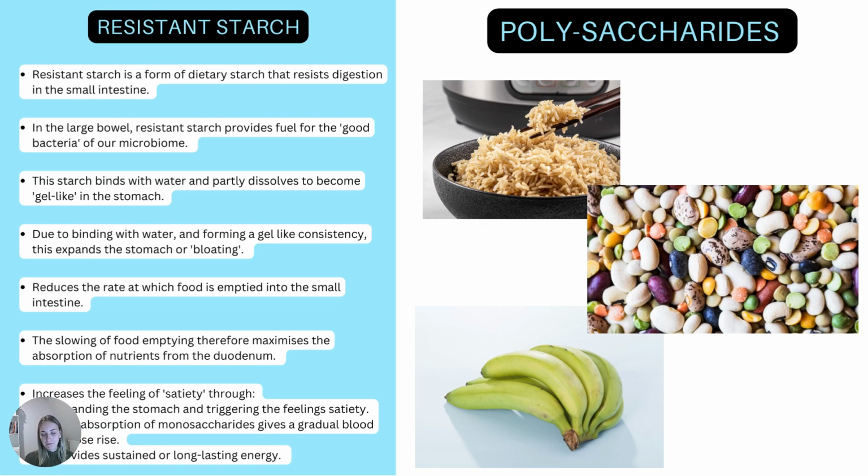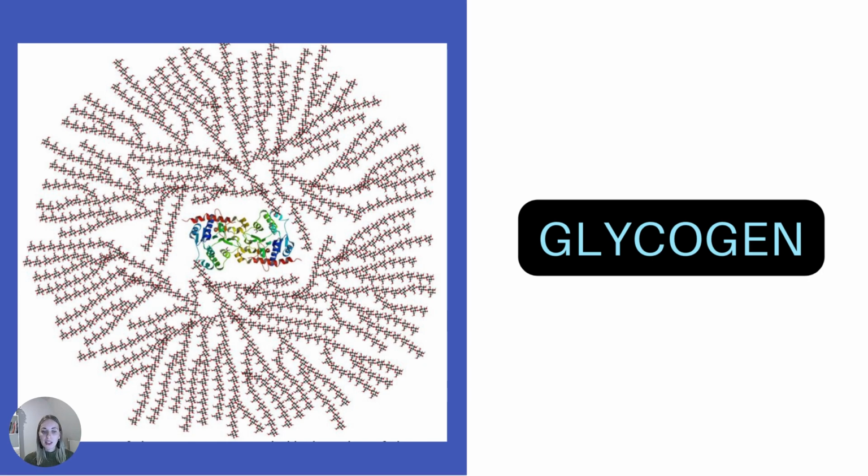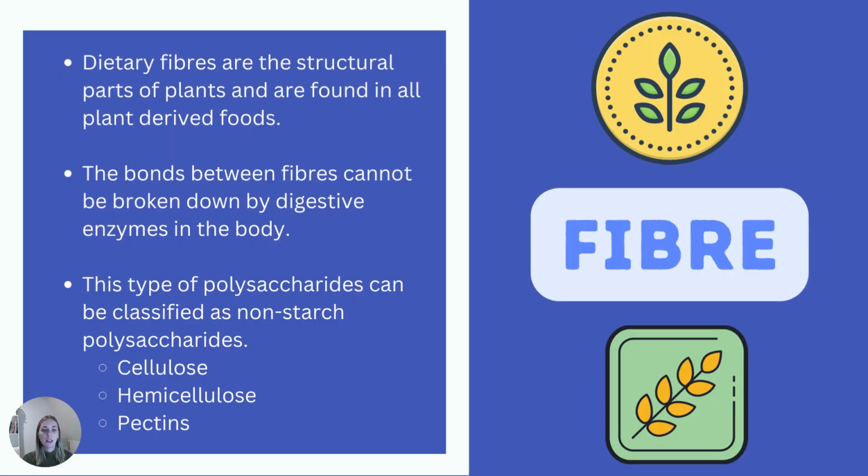Okay. Moving on to glycogen, there's not a lot of information on this slide, but glycogen is one of those polysaccharide molecules that are stored in the liver and muscle tissue and adipose tissue, and it can be broken down to be used as glucose in the body. So we're going to be talking about glycogen a little bit more when we talk about diabetes and things like that. So fiber. Dietary fibers are the structural parts of plants and are found in all plant-derived foods.